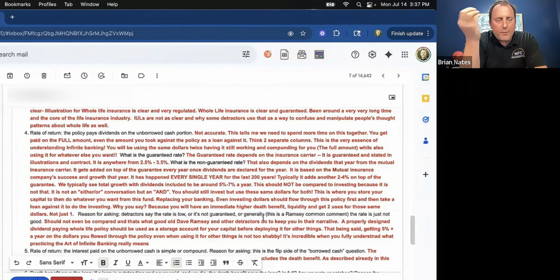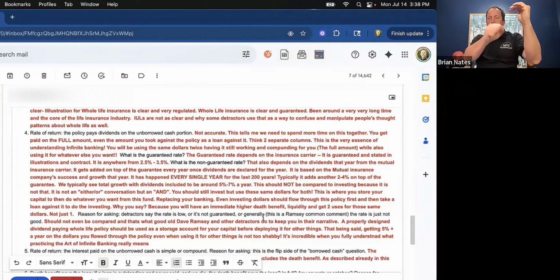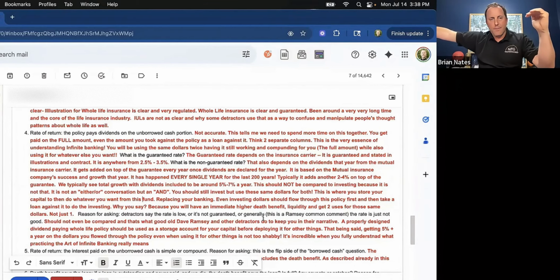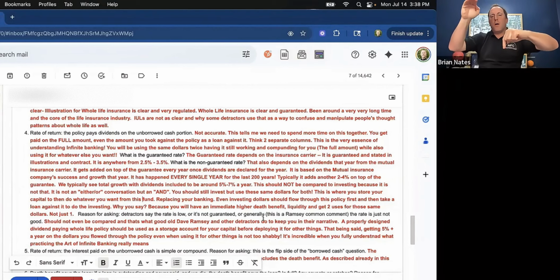Okay, so if you can understand it's about making a stop somewhere in an account instead of your checking account, instead of your savings account, your money's flowing here first, and then taking a loan against it to use it for other things, including investing. This is where you flow your dollars before doing anything else with it. Boom, boom, boom, boom. Why? Because you get the growth on the full dollar amount, even if you take a loan against it to use it for other things. And boom, your death benefit just went up.